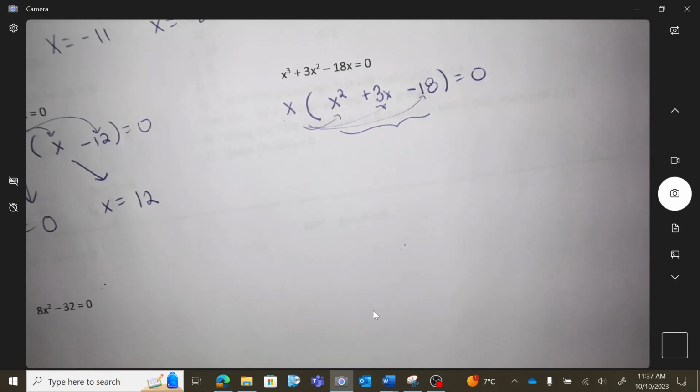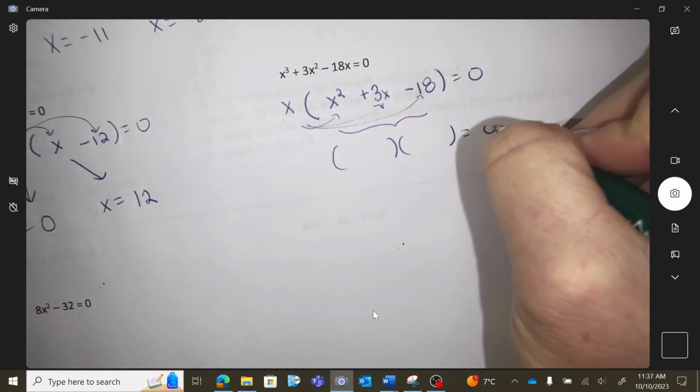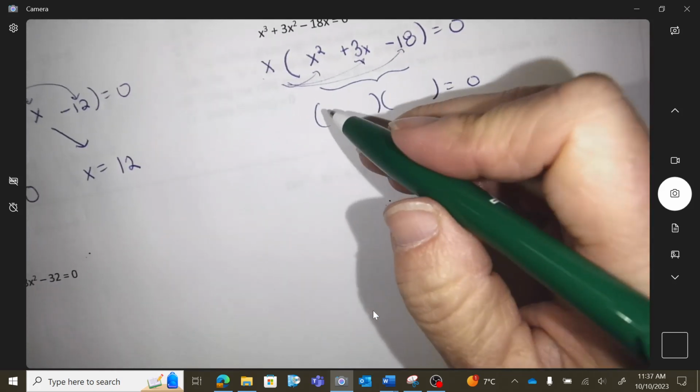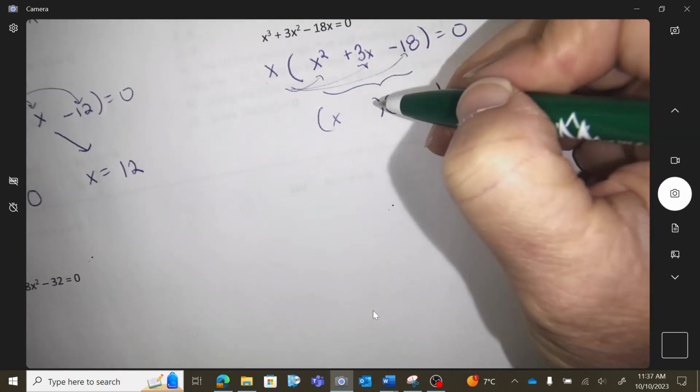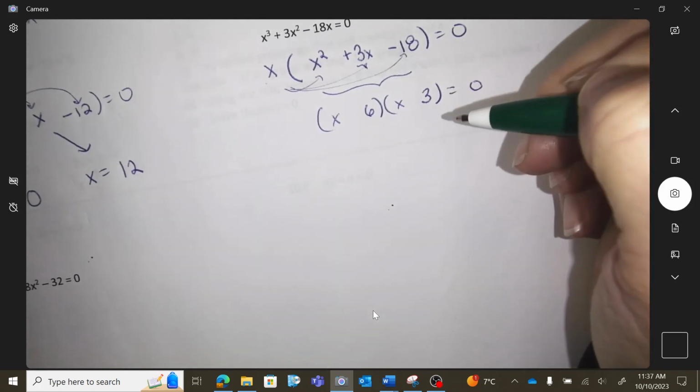strategy? Simple trinomial, do you recognize it? So this is a simple trinomial. So what multiplies to 18? Looks like 6 times 3, because I need to make a 3 with it.